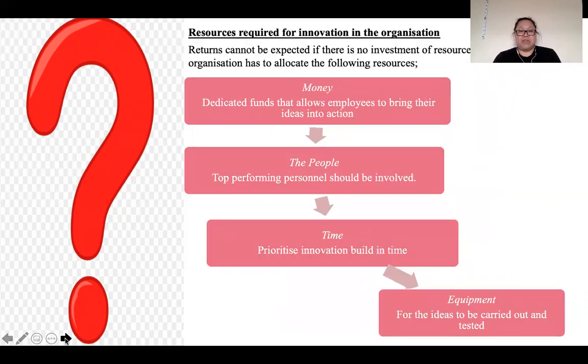The returns cannot be expected if there's no investment of resources. So to achieve this, the organization has to allocate the following resources such as money, dedicated funds that allow employees to bring their ideas into action, the top performing personnel should be involved, and time, prioritize innovation, build in time, and the equipment for the ideas to be carried out and tested.